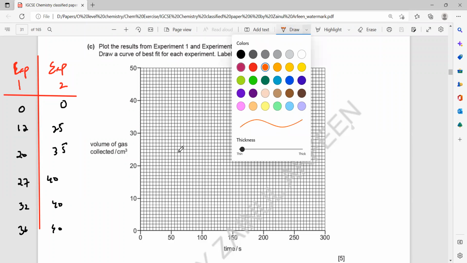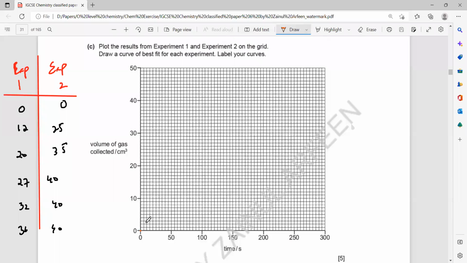So for example, the first one, it is 0, 0. So this is the first point. Then it is 12, the volume collected on the y-axis. Each box is representing 1. So at 50, it will be 12. So this will be the second point. Then the third point, 20. At 100, it is 20. At 150, it is 27. So 7 boxes above.